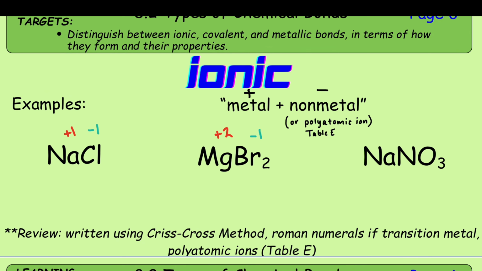And then over here we have sodium nitrate. This is an example where we can have a polyatomic ion in an ionic bond, where sodium has a positive 1 charge and the nitrate, if you look it up on Table E, has a negative 1 charge. Positively and negatively charged ions are attracted to one another, and they form this ionic bond because that metal is completely transferring one of its electrons to the nonmetal, causing this really strong electrostatic force of attraction between the two.